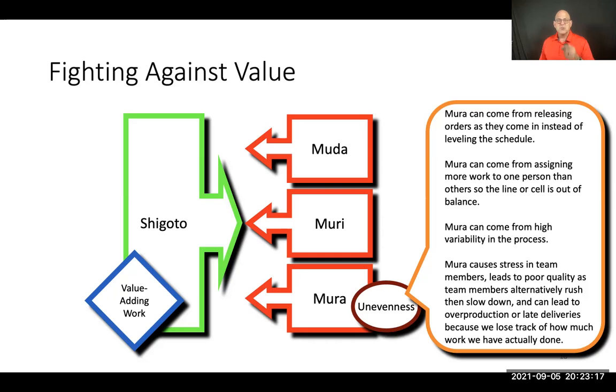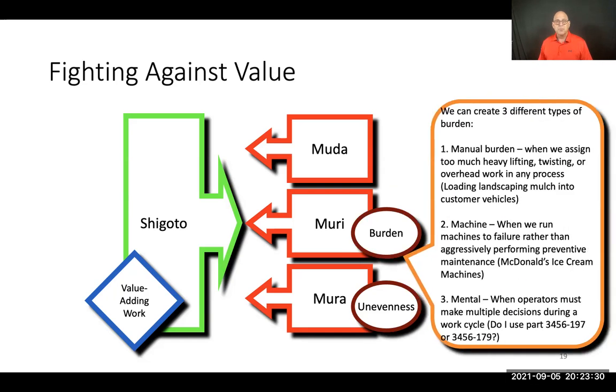We don't spend enough time really studying the unevenness pieces, but we will in this course. We'll talk about how to overcome this by creating flow and making flow work better. Muri refers to burden. It's the burden that we place on people and equipment while we're getting work done. And we break that down into three specific types.